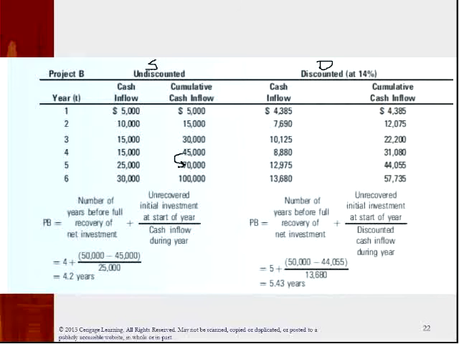That means you got all your money back. How do you know that? Because 70 is greater than 50. 45 is less than 50. So payback is number of years before recovery of net investment, which is 4 years. It is greater than 4 years, less than 5 years. So put 4 plus how much you still need to recover at the end of year 4. 50 minus 45 is 5,000. 5,000 is the numerator. And the denominator is how much you are actually getting in the year 5, 25,000. So 4 plus 5 by 25 is 4.2 years is simple payback. Any questions on that?